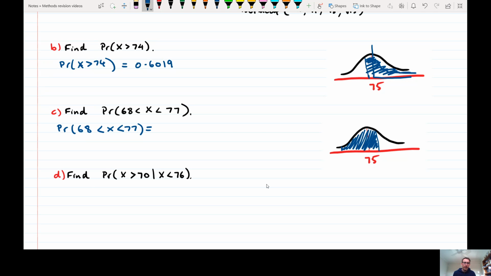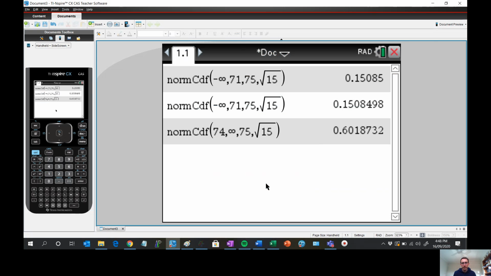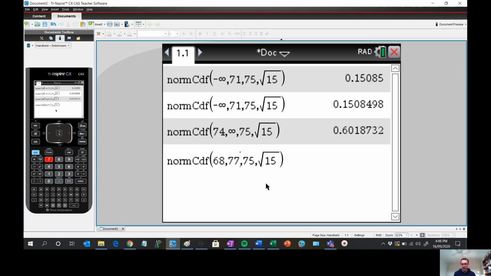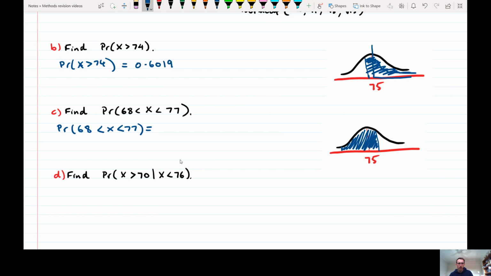So the way it works, in our calculator once more, we're just going to scroll up and bring it down this time. So it's 75 and root 15 stay the same. The smallest value there was 68, goes there. And the upper value was 77, goes there. Press enter, it does it for you. So 0.6619 is your probability. That makes sense. It does look like it's probably more than half because this is very small down here. It's a long way away from 75.